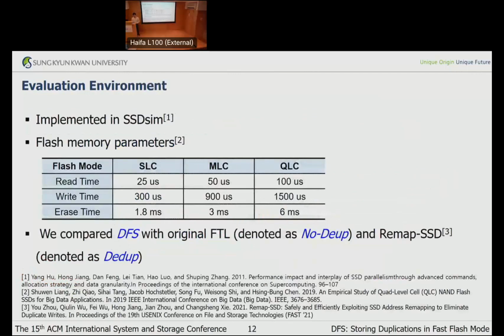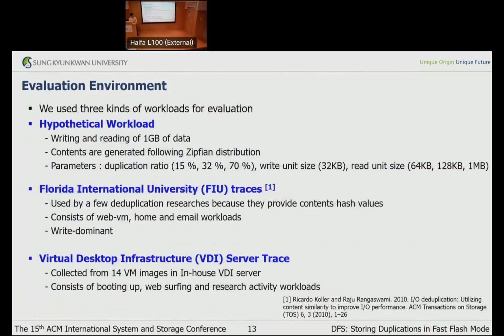Shown is the evaluation environment setup. We implemented DFS in SSDSim. The table presents the time taken for each kind of operation used in the simulation. We compared DFS with the original FTL denoted as no dedup and Remap SSD denoted as dedup. We used three types of workloads for evaluation. Hypothetical workload is a synthetic workload following the Zipfian distribution. Second, we also used FIU traces. They are used by a few deduplication researches. Finally, we used in-house VDI traces.